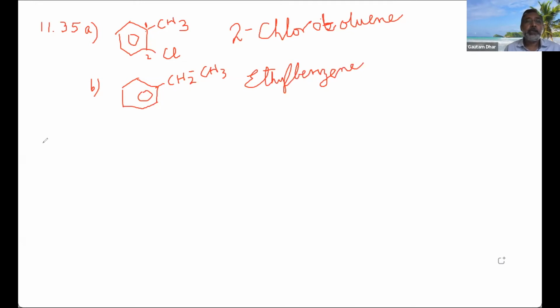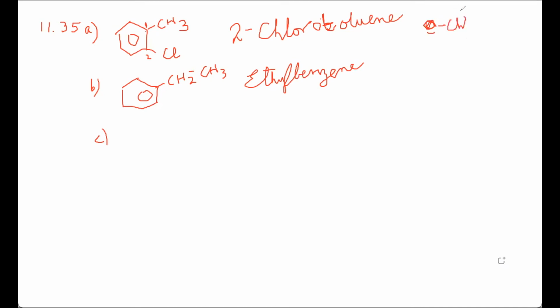Okay, how about C? Now, I could have also written A as ortho chloro toluene. Okay, ortho or just O is good enough. O-chlorotoluene. Because it's 1, 2.